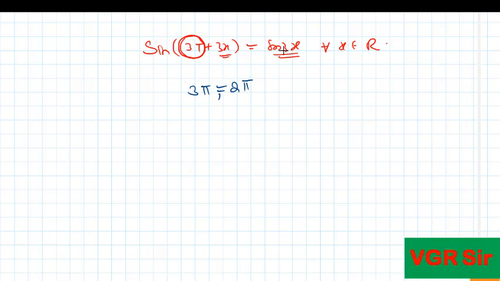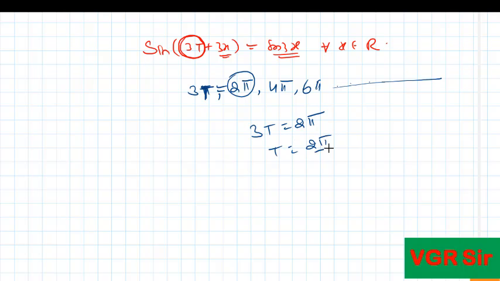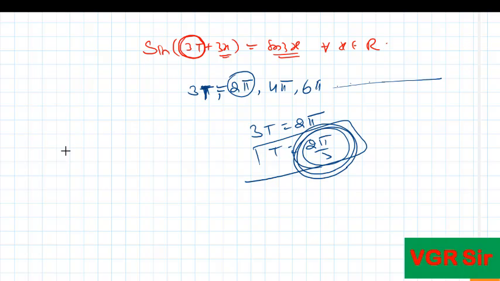Observe here. Sin of 2 pi plus 3x is sin 3x only. Or 4 pi also can be written. Sin of 4 pi plus 3x is sin 3x only. 6 pi you can write, and so on. Instead of 3t, you can write 2 pi or 4 pi or 6 pi and so on. But you want t, no? Among these, what is the smallest one? 2 pi is the smallest. That means 3t should be equal to 2 pi. So t should be equal to 2 pi by 3. Now I can say that 2 pi by 3 is the period of the sin 3x function.